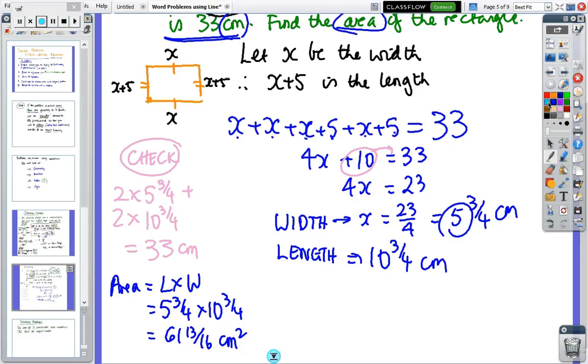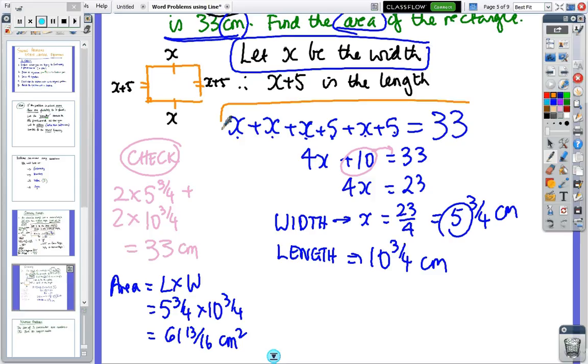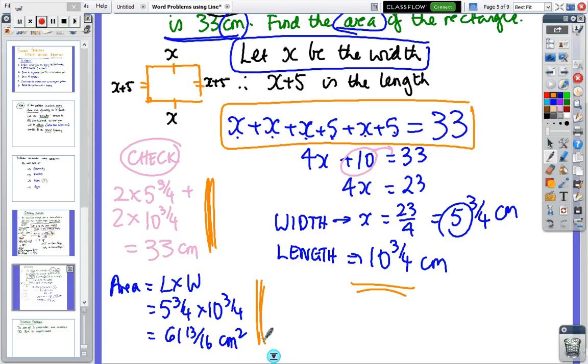So what I've done is I've defined the pronumeral, I formed the equation, I solved the equation, I checked my answer, and then I answer the question. So the area equals 61 13/16. Okay, copy and come across when you're ready.